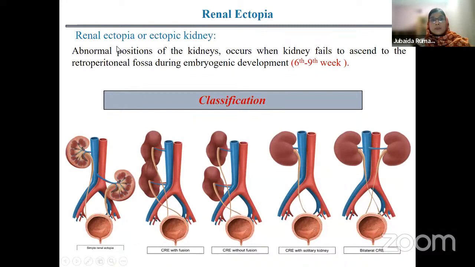Next is renal ectopy, or ectopic kidney. This is due to abnormal position of the kidney, which occurs when the kidney fails to ascend to its normal position during embryological development at 6 to 9 weeks. According to the position of the ectopic kidney, these are divided into simple renal ectopy, crossed renal ectopy without fusion, crossed renal ectopy with solitary kidney, and bilateral crossed renal ectopy.